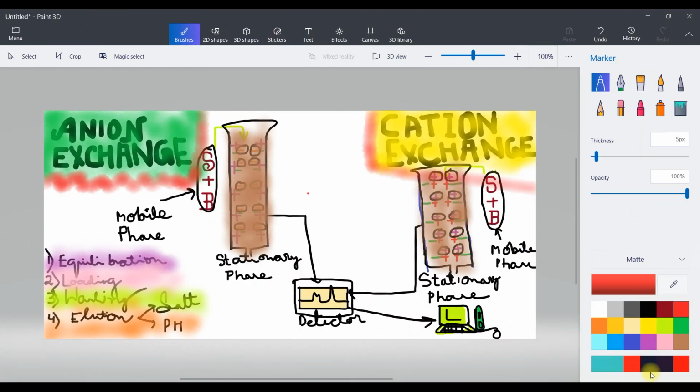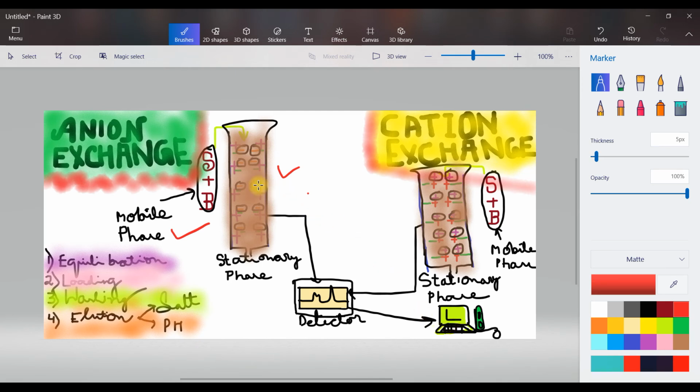Ion exchange chromatography is basically of 2 types, anion exchanger and cation exchanger. Like any other chromatography, there are 2 phases. One is stationary phase, another is mobile phase. And this is the same with both anion exchanger and cation exchanger. So let me first talk about anion exchanger. This is the column and it is attached with the detector, which is further attached with the computer.